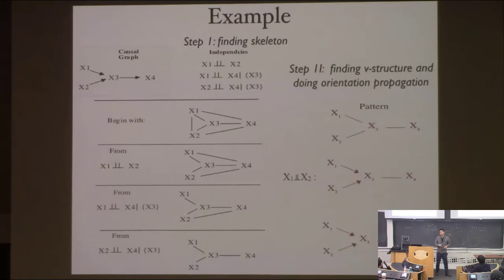Finally, we do orientation propagation. We know, oh, X3 is the cause of X4. Why? Because if this goes this way, then we have another V structure, which is fake, because we already discovered all V structures before this. Given it's not a V structure, we know this direction must go this way. Okay? So this is how you can discover the skeleton and the causal directions, by making use of independence constraints, which you can discover from data. Is that clear?